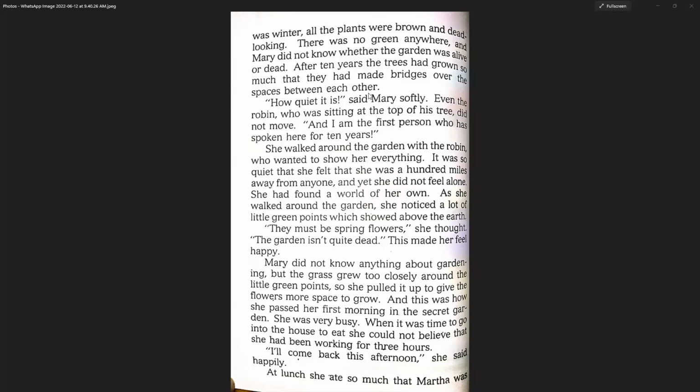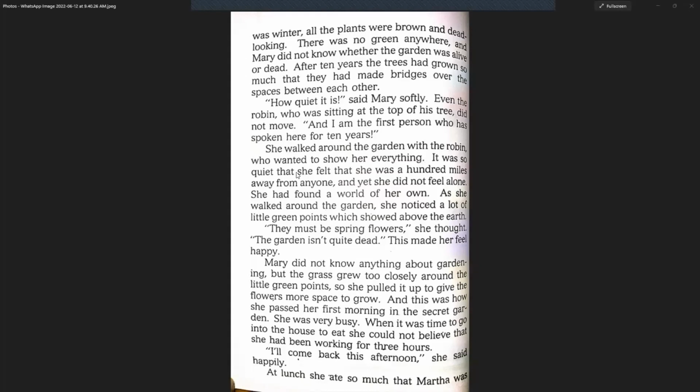Even the robin who was sitting at the top of his tree did not move. And I am the first person who has spoken here for 10 years, right? So Mary thought, I am the first person who has spoken here for 10 years. She walked around the garden with the robin. She wanted to show her everything, right? So she walked around the garden.